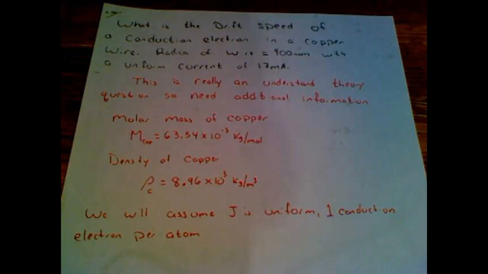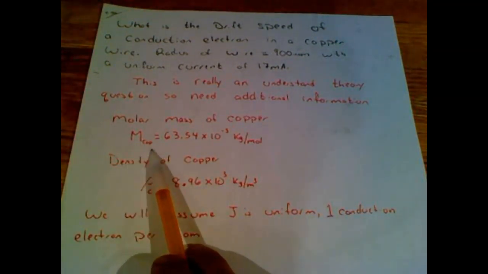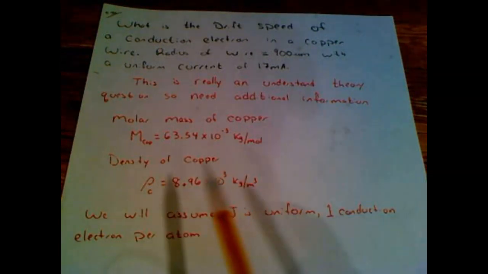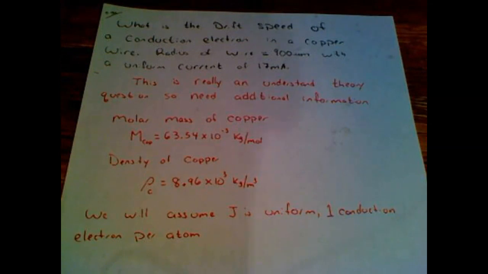Some things that you could look up in a book, some nice and easy, is the molar mass of copper. You'll understand why we need that momentarily. But the molar mass of copper is 63.54 times 10 to the negative third. We also need the density of copper, which I have here. And just for simplicity, we're going to assume that we have a uniform J and or drift velocity. In other words, there's one conduction electron per atom.